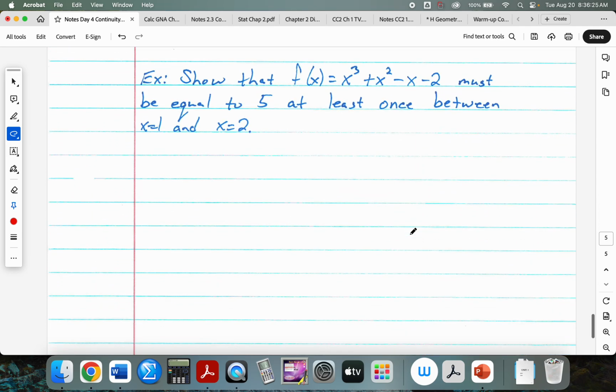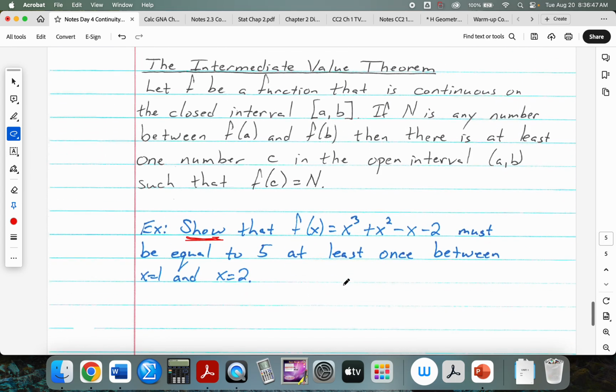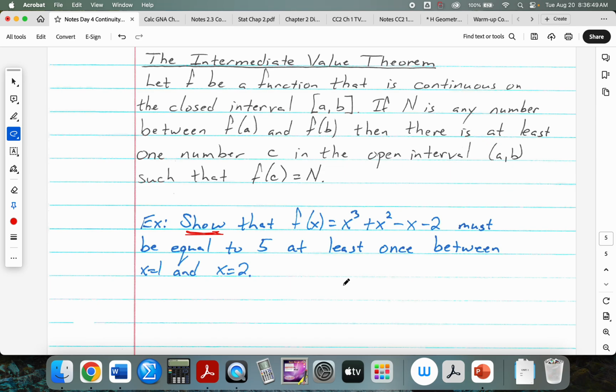All right. So let's show that this polynomial function f of x, x cubed plus x squared minus x minus 2, must be equal to 5 at least once between x equals 1 and x equals 2. So when you're showing this, you need to talk about what this says. It says, let f be a continuous function.